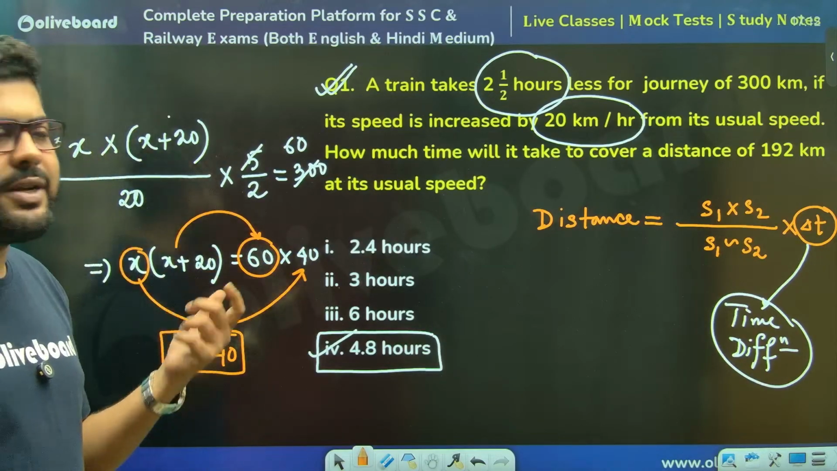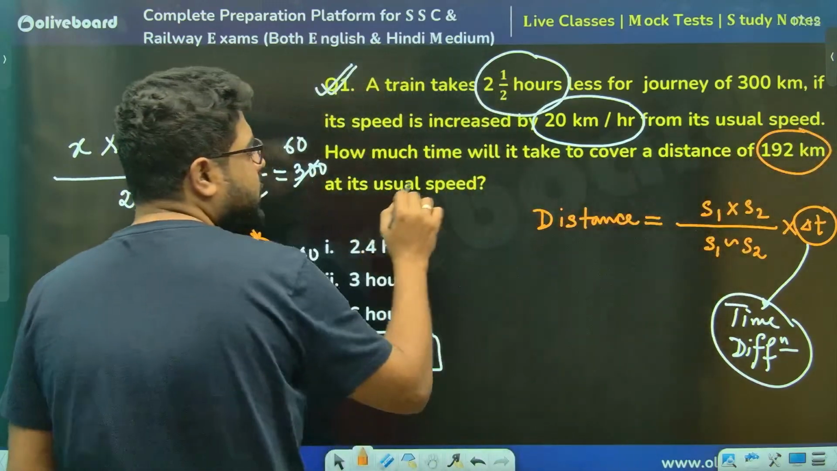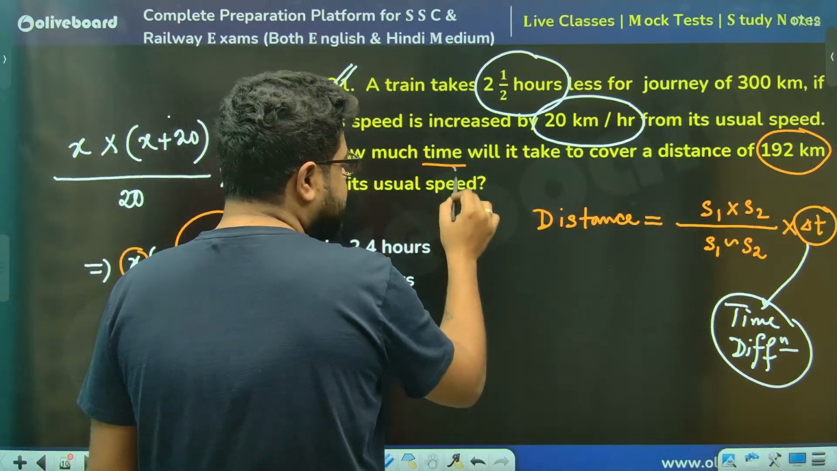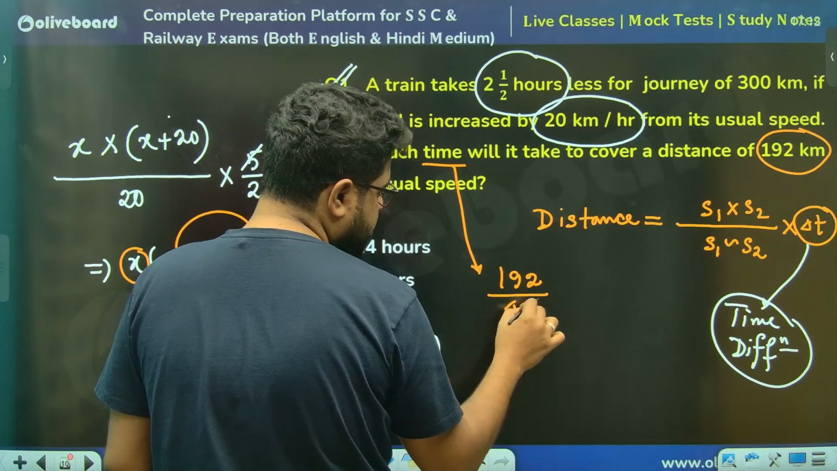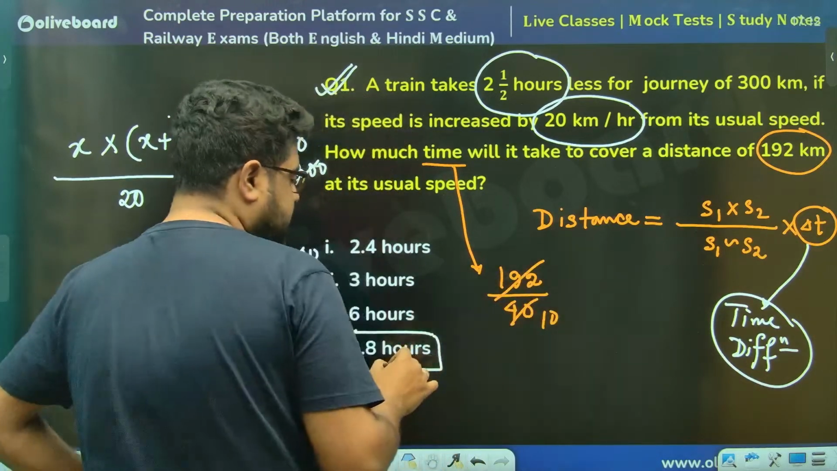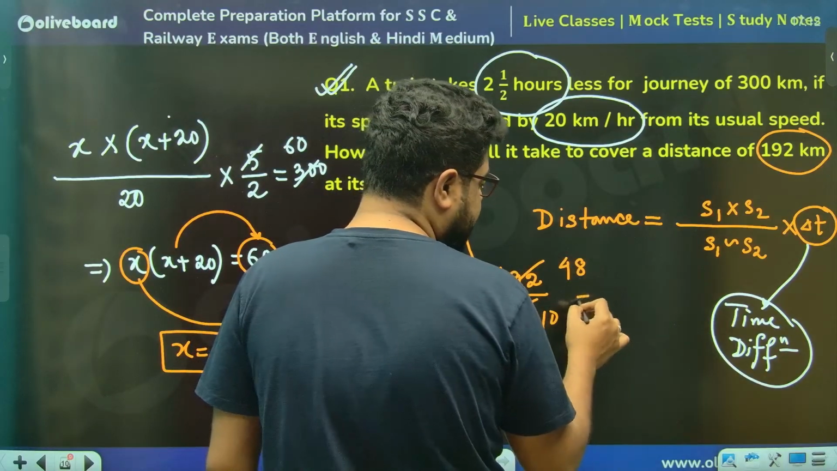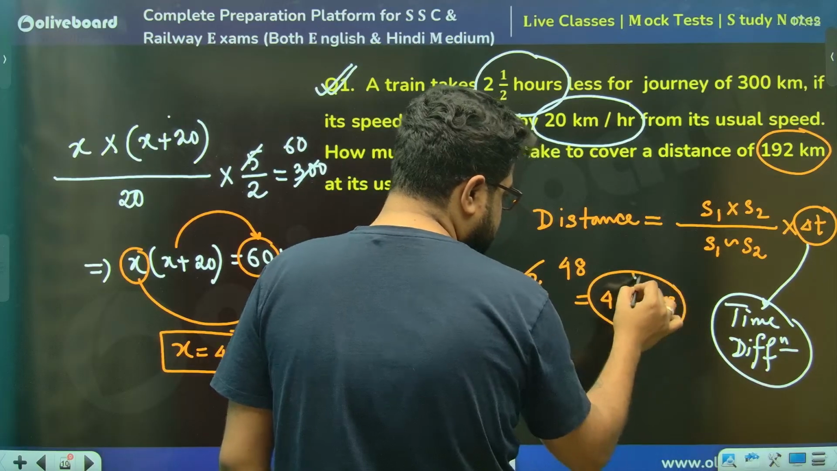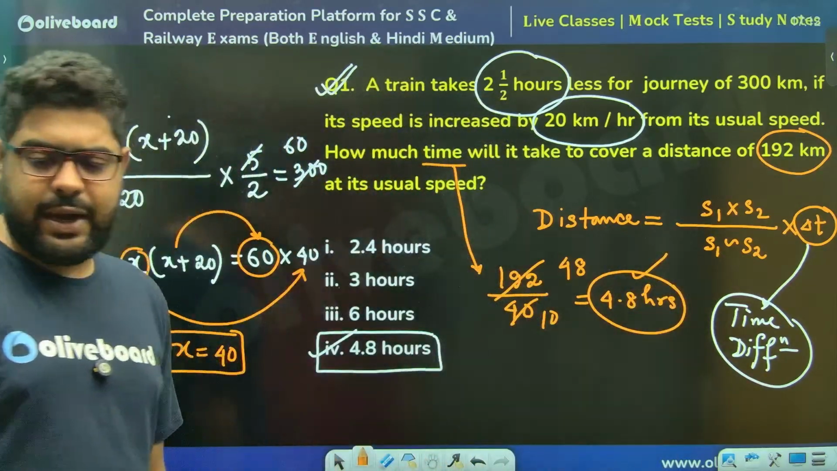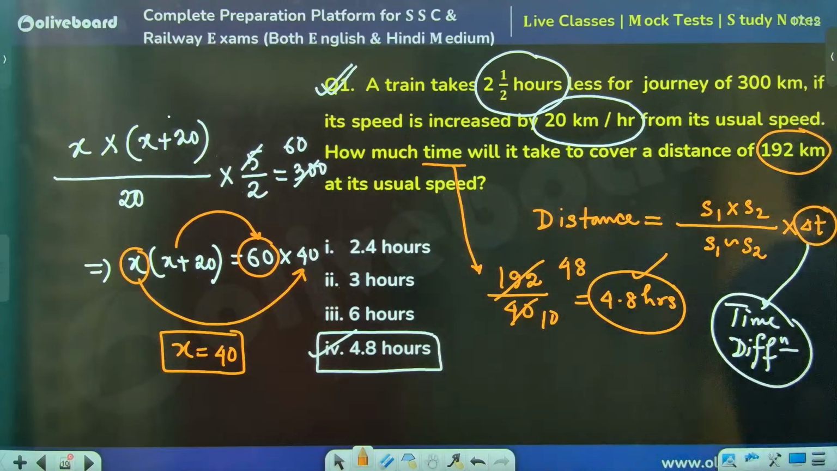X was the usual speed. Now find the time. The distance I know is 192 kilometers, and they are asking for time. Time is distance by speed. 4 4s are 16, 4 8s are 48, so 48 by 10, that means 4.8 hours. This is the best way to handle this type of question. This is hands down the best way to handle this kind of question.